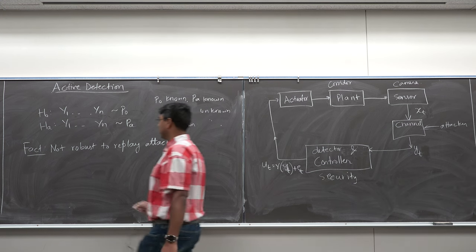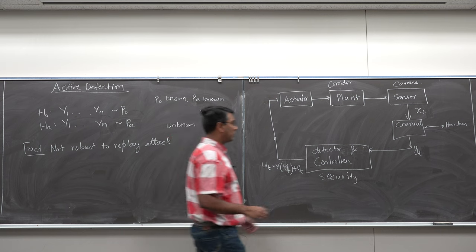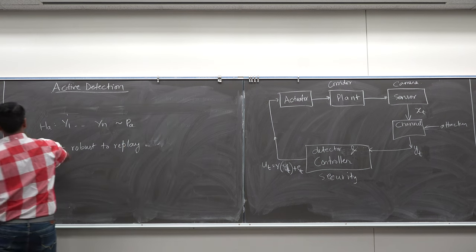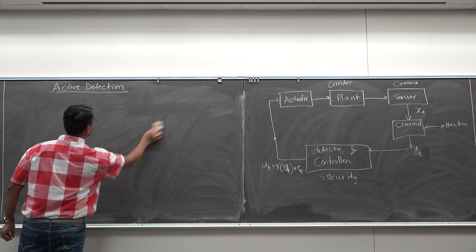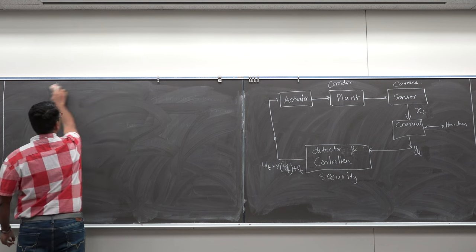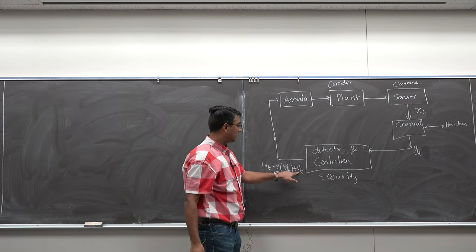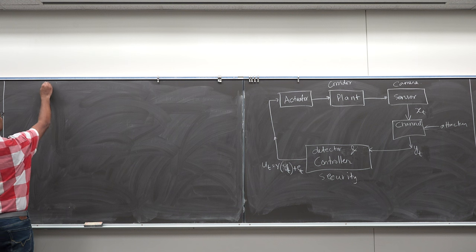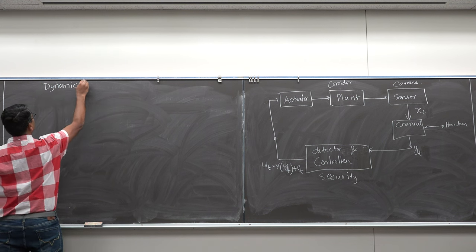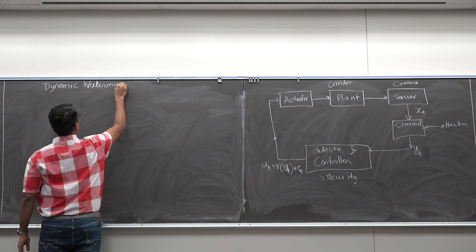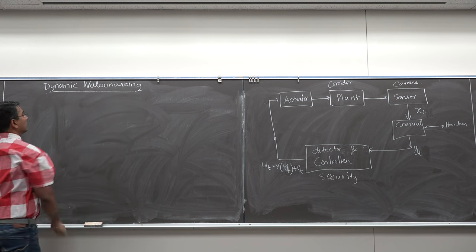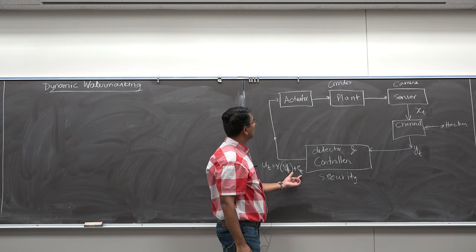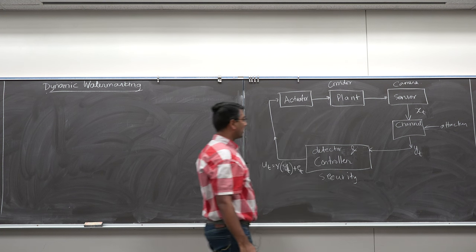So let me write it formally. That's why it's an active detection, because you are actively changing the actuation signal in order to detect the presence of an attack. This is known as dynamic watermarking, where I'm actively changing the control action so as to detect whether an attack is happening or not.